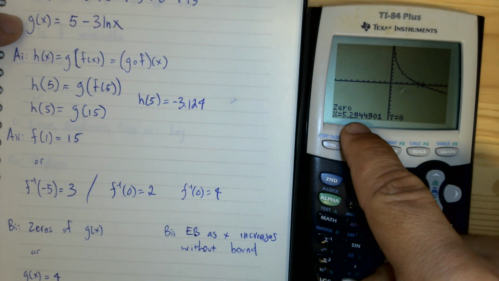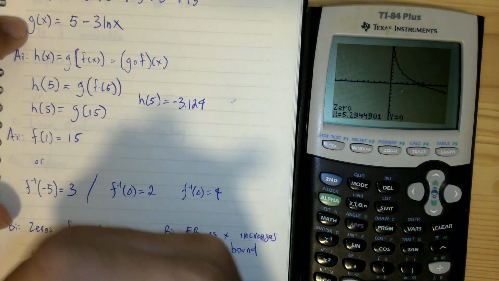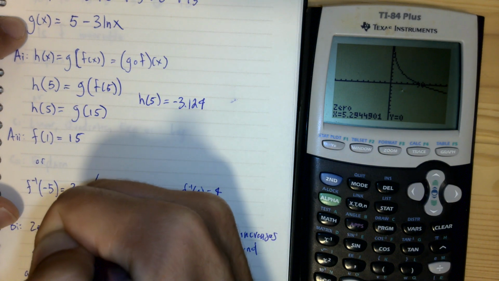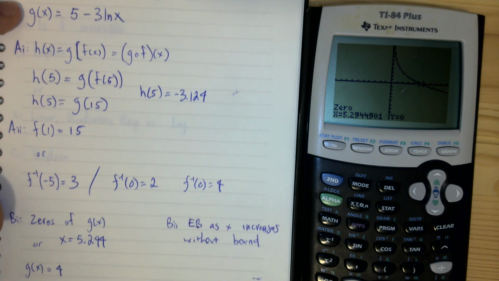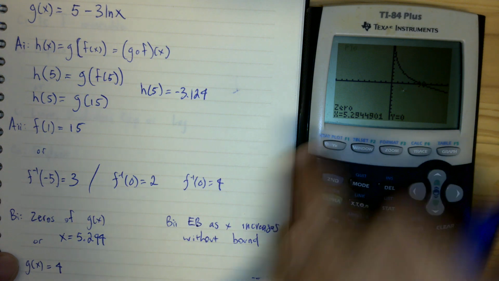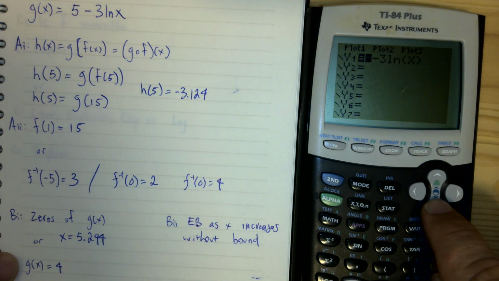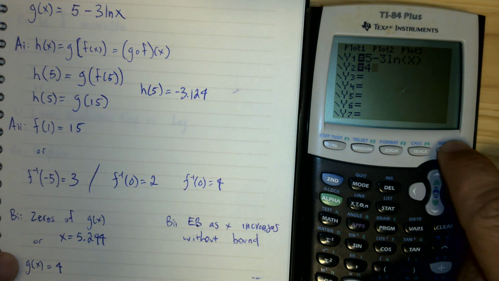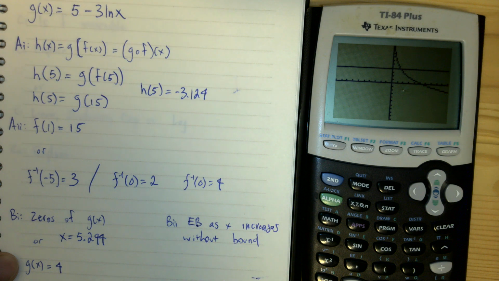It is 5.294 here. So I would just simply state x equals 5.294. If you are doing the other option for this FRQ, and they want you to figure out when g of x equals 4, you're going to have to go back to y equals and enter 4 as a second equation. The calculator will find there a point of intersection.